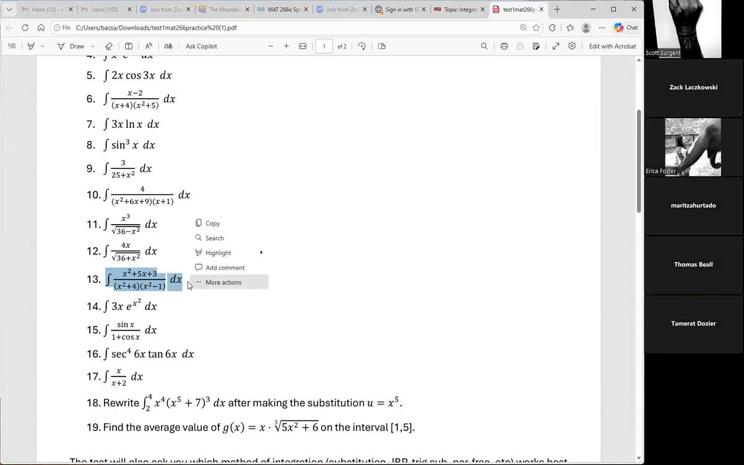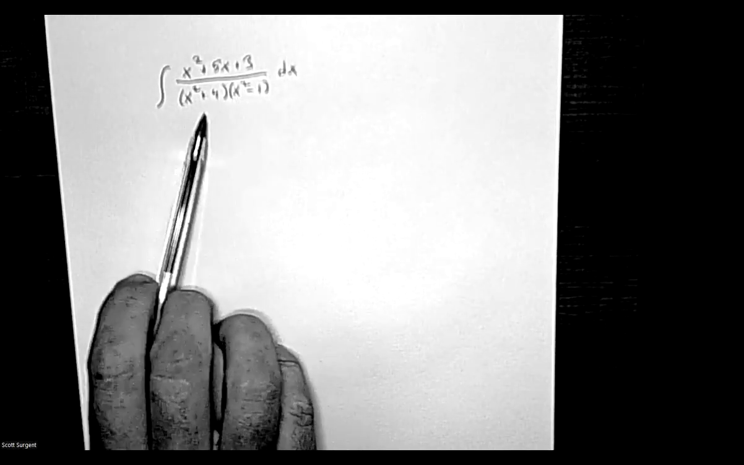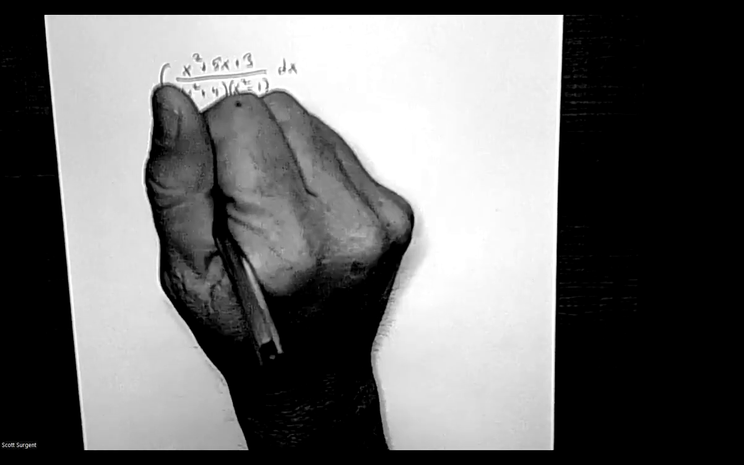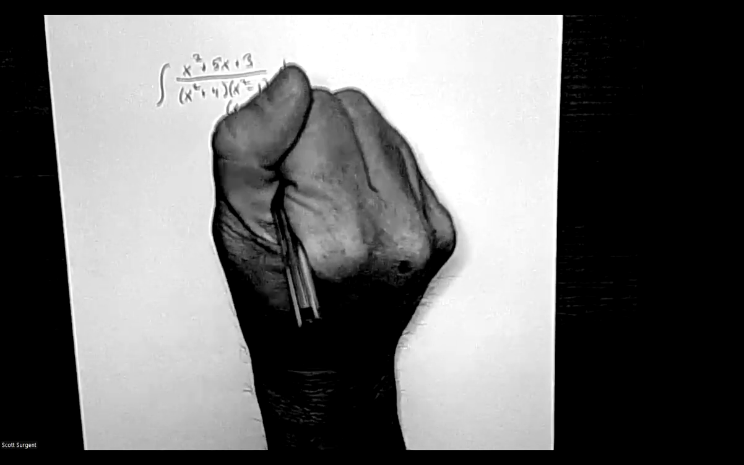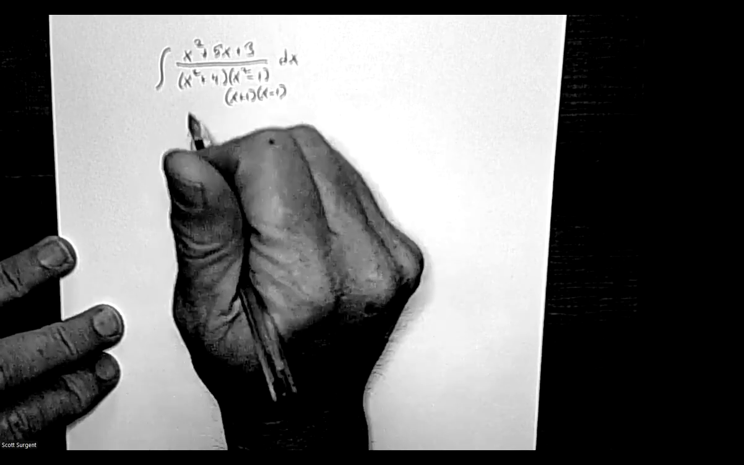x squared plus 5x plus 3 on top. And then I've got x squared plus 4 quantity, and then an x squared minus 1 quantity on the bottom. So let's factor. Well, we can factor it one more time: x plus 1, x minus 1. In this case, I really have no choice. I'm going to have to just work out a gigantic partial fraction.